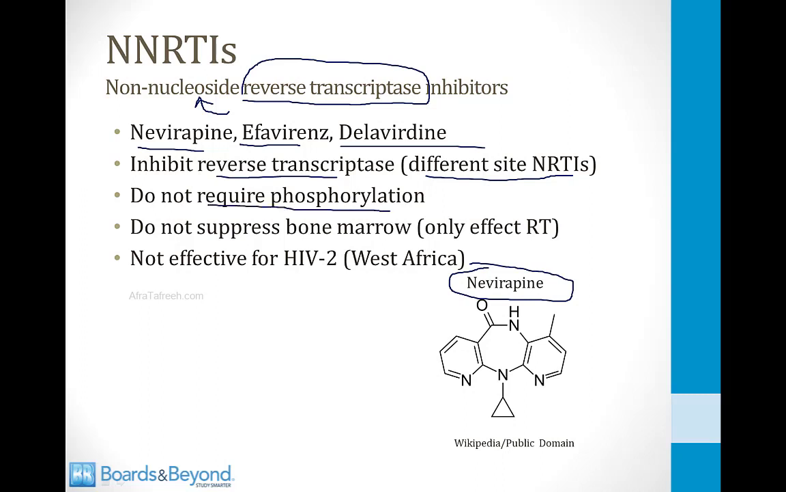These drugs don't have to be phosphorylated like the NRTIs, and they do not suppress the bone marrow because they only affect reverse transcriptase. They don't affect other DNA synthesis enzymes. And one thing to know about the NNRTIs is that they are not effective for HIV-2, which is the type of HIV found in West Africa. HIV-2 has a different reverse transcriptase that is not inhibited by the NNRTI drugs.